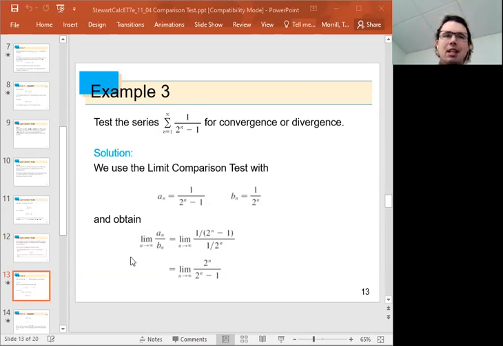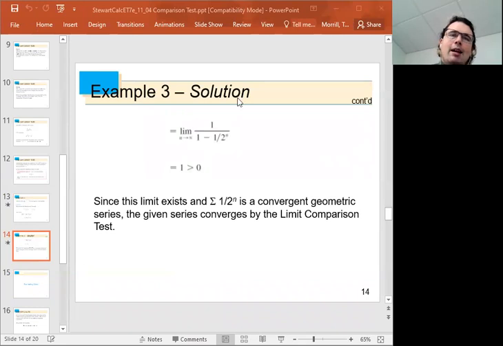So I'm going to set up this limit. Numerator is 1 divided by 2 to the power n minus 1, all divided by denominator 1 divided by 2 to the n. So I can rewrite that as numerator 2 to the n divided by 2 to the n minus 1. And that'll be the same as 1 divided by 1 minus 1/2 to the power n. So as n goes to infinity, 1/2 to the n goes to 0. So this limit exists, and it is positive.